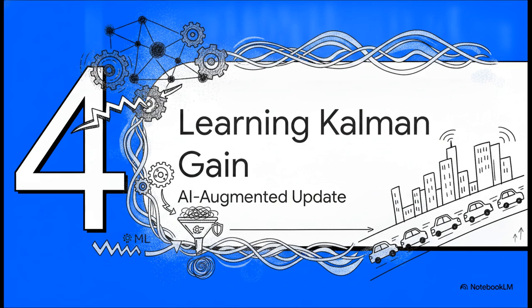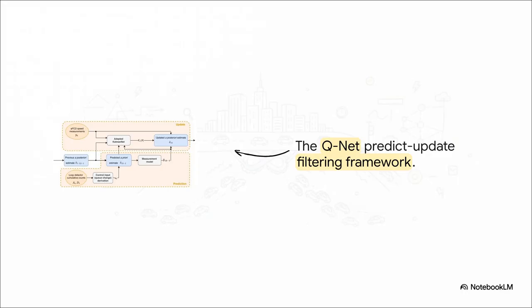All right, Section 4. This is the climax of the framework. Learning the common gain via an AI-augmented update. This is where we weaponize machine learning to handle all that complex, nonlinear noise. In your textbook Kalman filter, the Kalman gain is computed analytically based on known, fixed noise covariances. But in QNet, those covariances are fundamentally unknown and constantly changing over time.